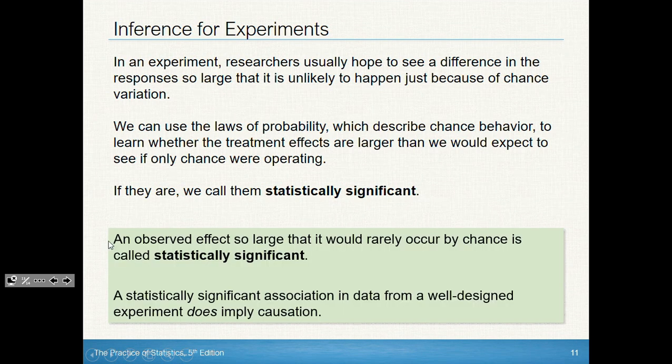This is a good definition right here. An observed effect so large that it would rarely occur by chance is called statistically significant. And if I get statistically significant results from a well-designed experiment, then it does imply causation. That is a great indicator of causation.